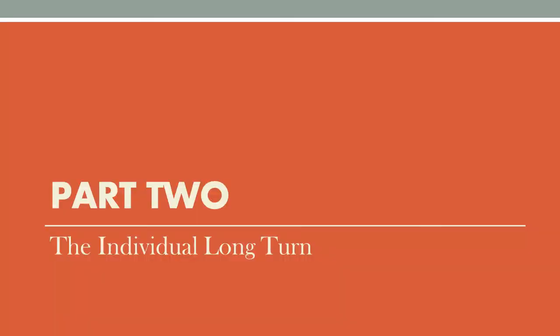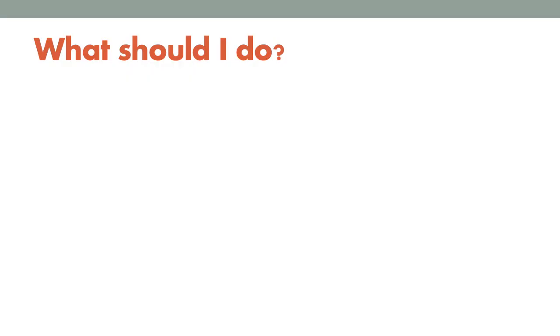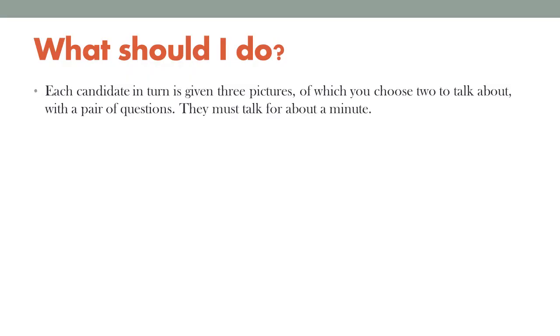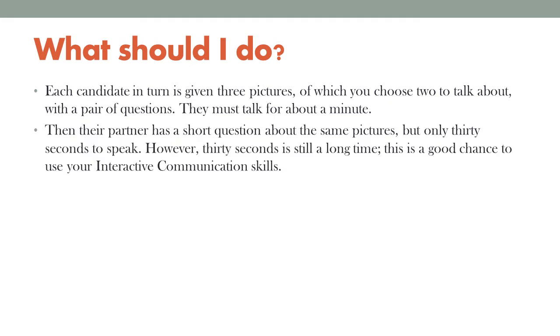Okay, now we come to the individual long turn, probably the most stressful part of the exam. So each candidate is given 3 pictures, but you only talk about 2 of these. And you're given a pair of questions. You have 1 minute to talk, and then your partner will have a short question about the same pictures, and then 30 seconds to speak. Now this 30 seconds might not seem long, but it's enough to get out 3 or 4 sentences, and you can boost your interactive communication skills here if you link what you say to what your partner has already said.